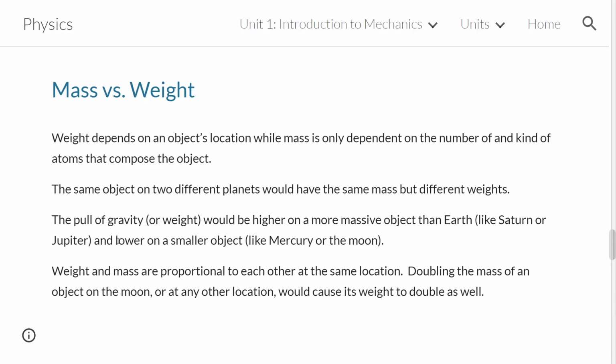Weight and mass are proportional to each other at the same location. Doubling the mass of an object on the Moon or at any other location would cause its weight to double as well.